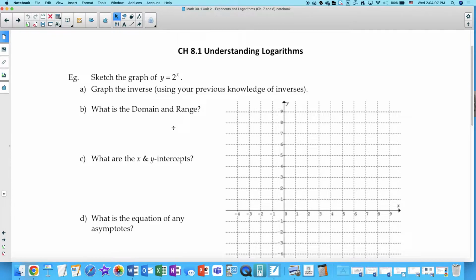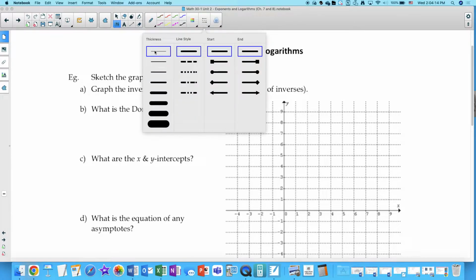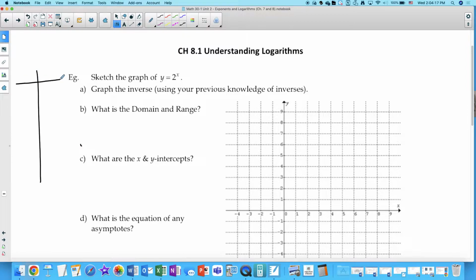So let's just quickly, we've done this particular function quite a bit, but let's make a little table of values. Take a look at x and 2 to the x. That would be the y value. Okay? So let's say we do -2, -1, 0, 1, and 2. So when x is -2, 2 to the -2, what's that equal to? 1 over 4. Okay? 2 to the -1, 1/2. 2 to the 0, 1. 2 to the 1, 2. 2 squared is 4.